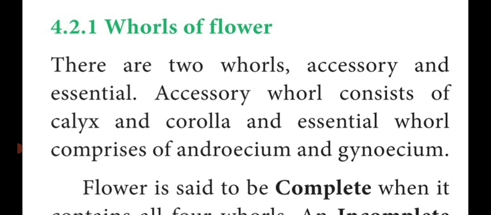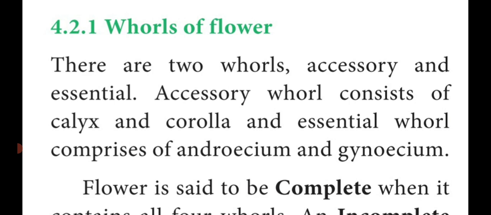Then the third whorl is said to be the androecium. That means the yellow colored powdery substance present in the region is known as androecium, and it is known as the male part of a flower. The individual one of the androecium is known as stamen. The fourth whorl is said to be gynoecium, which is the female reproductive part of a flower. The individual one of a gynoecium is known as carpel. Apart from that, the stalk of a flower is known as pedicel.